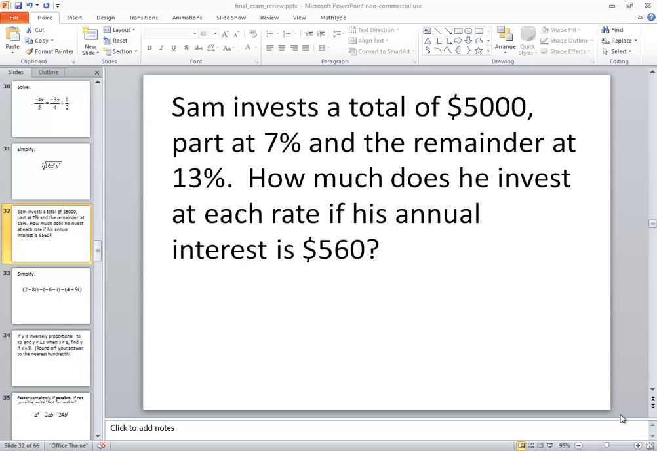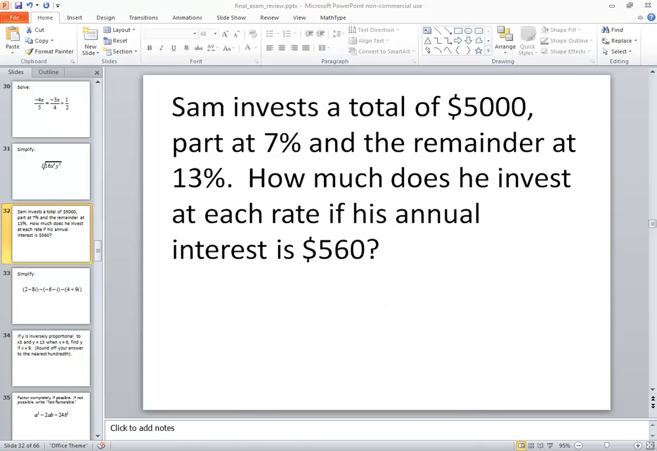Let's take a look at this problem. Sam invests a total of $5,000, part at 7%, and the remainder at 13%. How much does he invest at each rate if his annual interest is $560? There are a couple of different ways you could work this problem. You could work it by solving systems of equations, and that's the way I'll solve it.